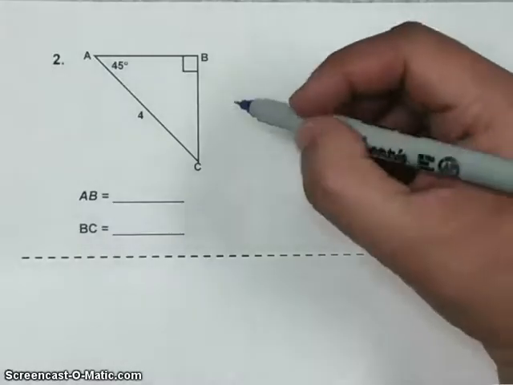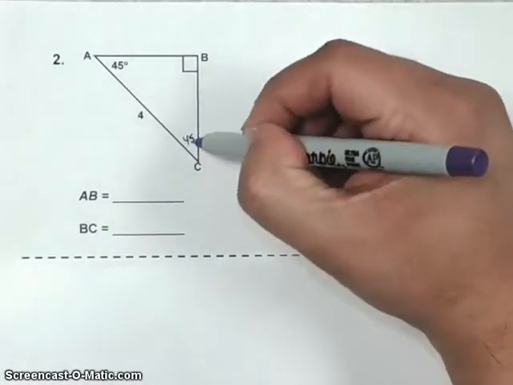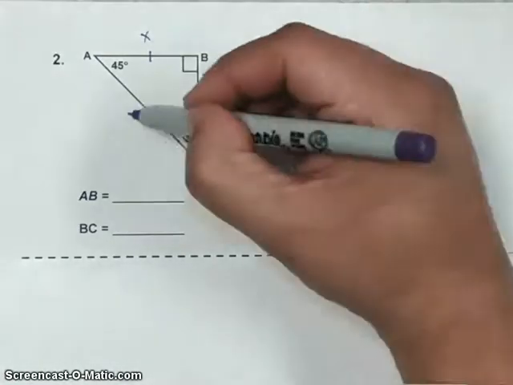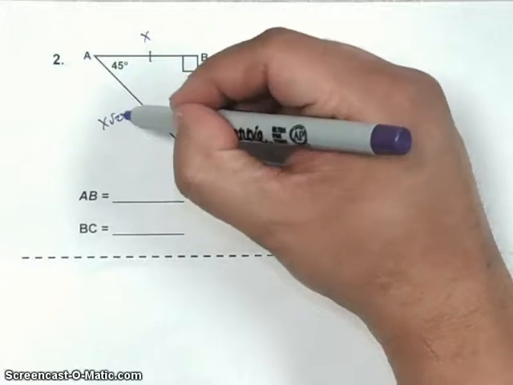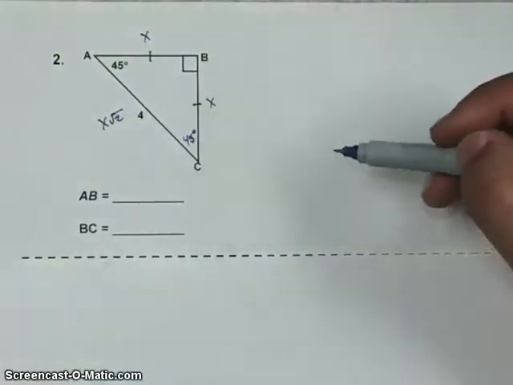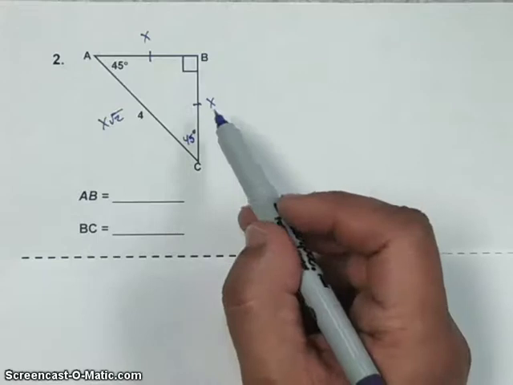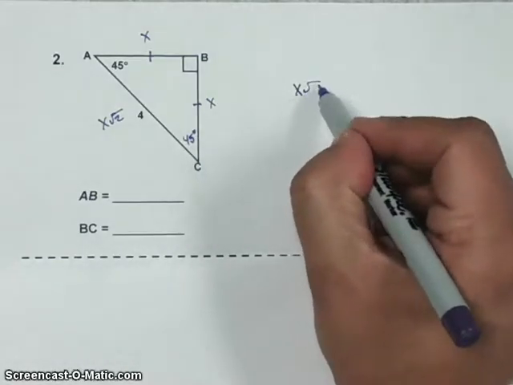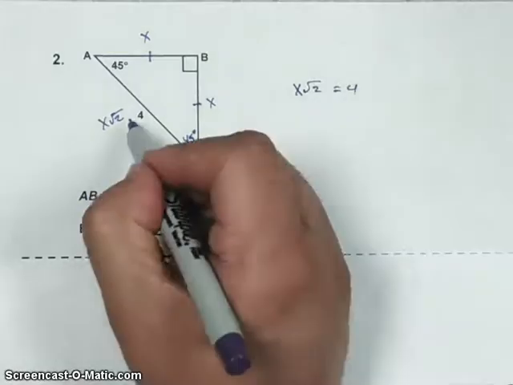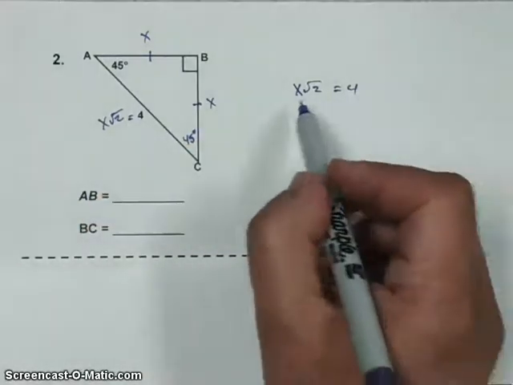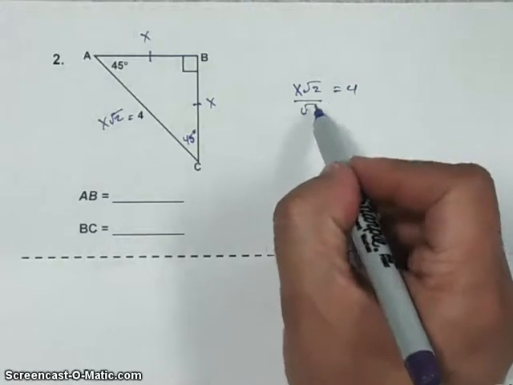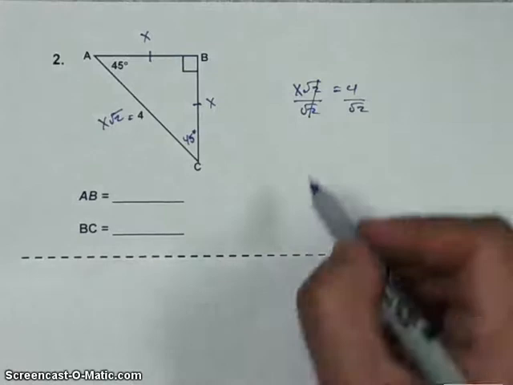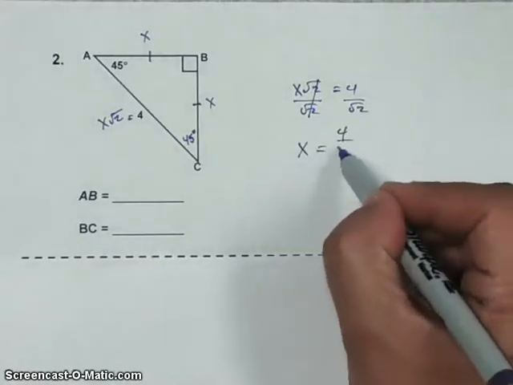Now looking at the next example, 45, 90, that means this is 45. So these are my two congruent sides. So this is going to be x and x, and this is my x square root of 2 side. So this time, instead of me giving you what the x value was, you're going to have to actually solve for the x value. So you're going to set x square root of 2 equal to 4, because that's the side that it's on. Solving for x, we'll have to divide both sides by the square root of 2. That becomes 1, so I'm left with x is equal to 4 over the square root of 2.